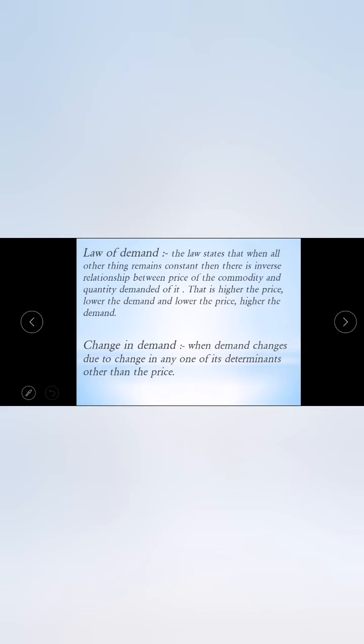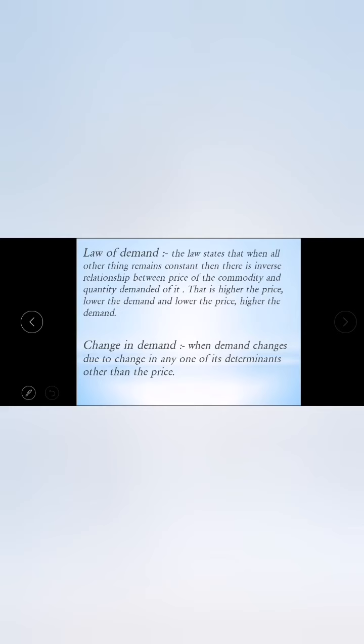What does the law of demand say? Higher the price, lower the demand, and lower the price, higher the demand. Okay, when demand increases, price will decrease. When price is high, demand will decrease.